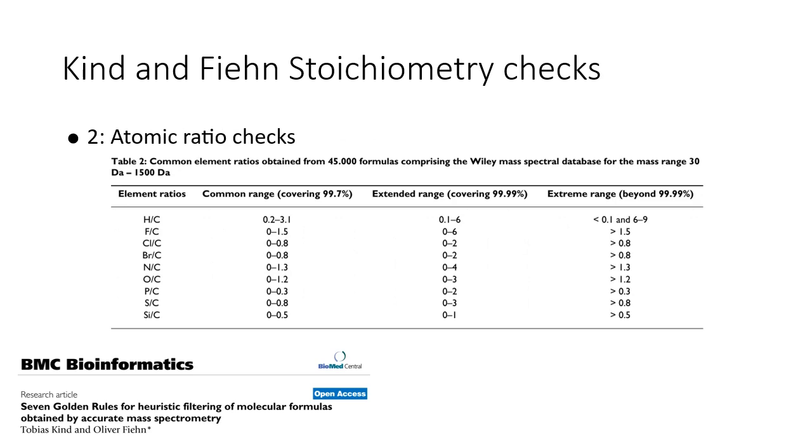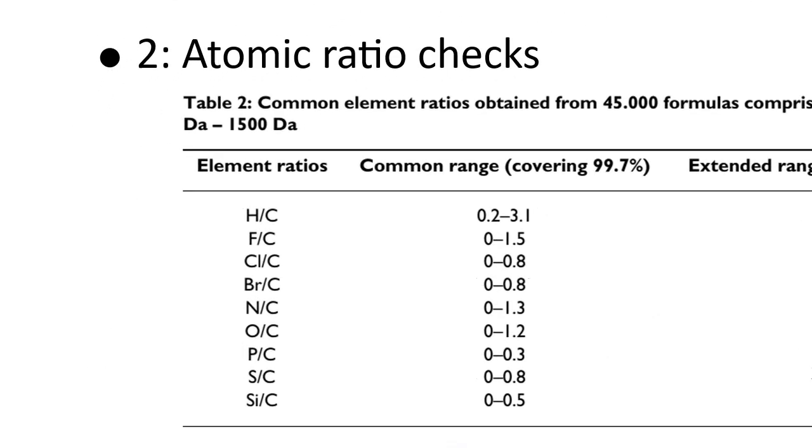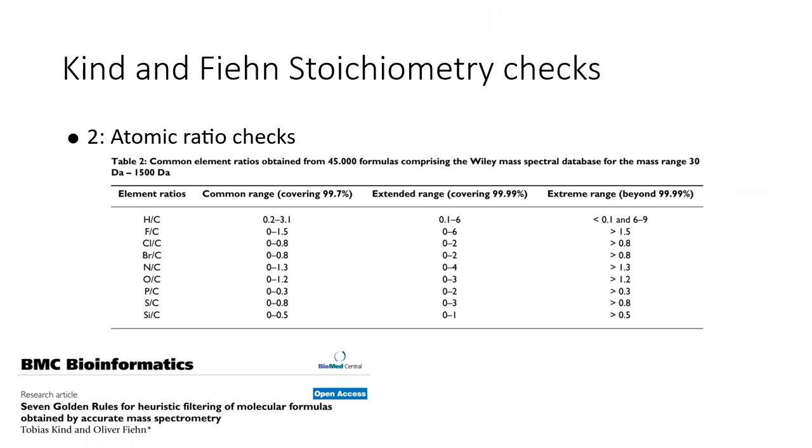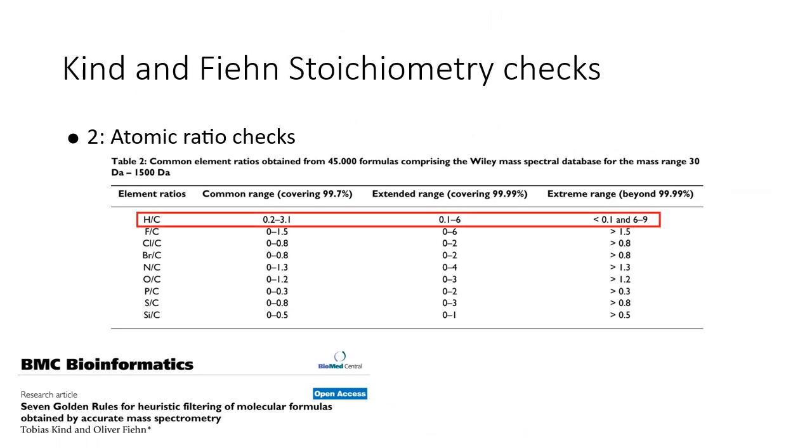The second Kind and Fiehn rule are the atomic ratio checks. Again, having reviewed the contents of the DNP and Wiley libraries, they found that the ratios of different elements were also constrained within distributions. So for most molecules, the number of hydrogens divided by the number of carbons, that's the hydrogen to carbon ratio, fell somewhere in the range of 0.2 to 3.1. Although for some unusual molecules, you'd have to look in as wide a range as 0.1 up to 9.